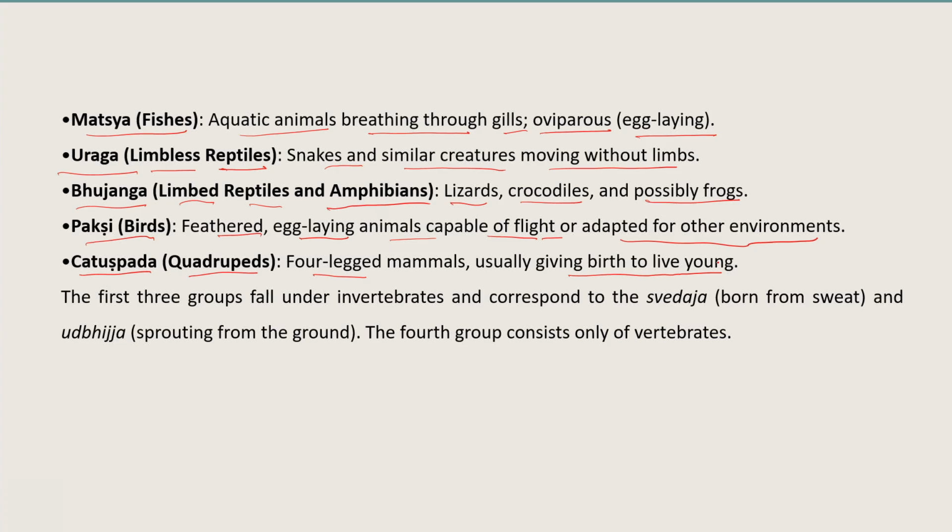The first 3 groups all fall under invertebrates and correspond to the Svedaj, born from sweat, and Udbhij, sprouting from the ground. The 4th group consists only of vertebrates.